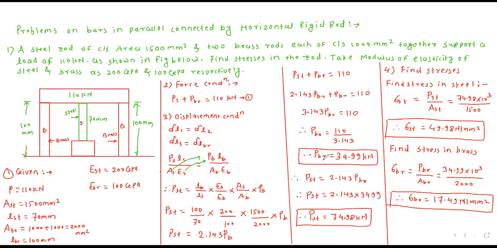Once you have the loads, the next step is to find stresses. Stress is equal to force upon area. If you have to find stress in steel, you put the force taken by steel divided by the area of steel. In the same way, you find stress in brass. So these are the steps to solve problems on bars in parallel connected by a horizontal rigid rod. Please write down.